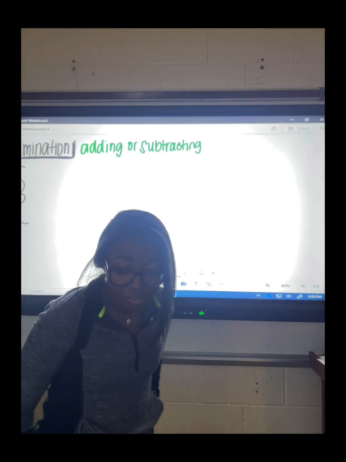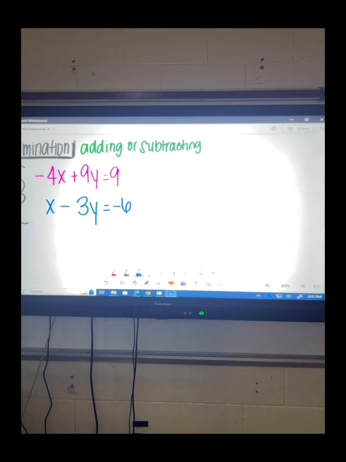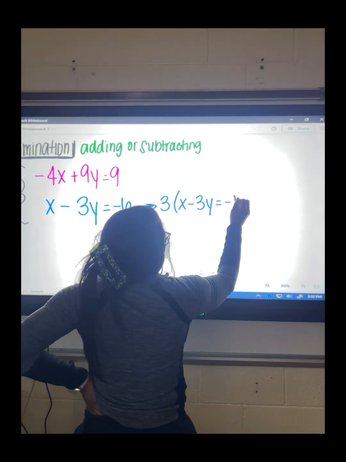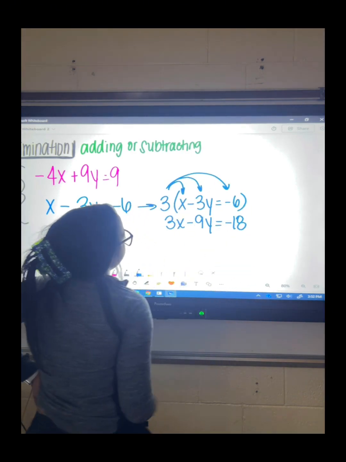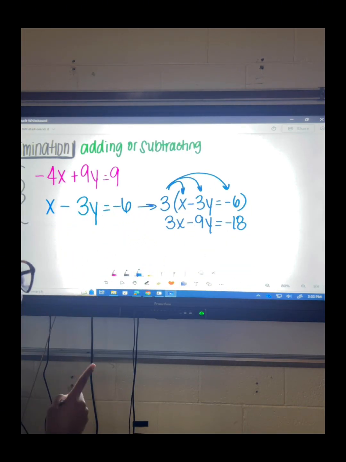So if I'm looking at this, I want to look for my common multiples, and I want to see if I can easily change something by common multiples. What has a common multiple? Definitely the y's, because 3 and 9 are common multiples. I want to change that 3 into a 9. How do I do that? I multiply by 3. So my new equation is 3x minus 9y equals negative 18.